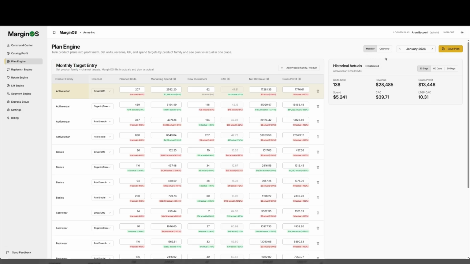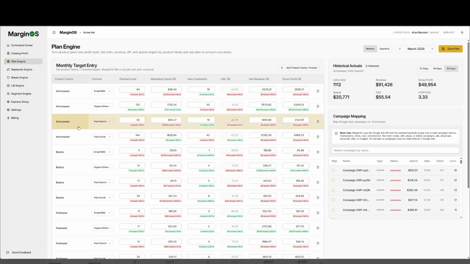MarginOS pulls in actuals and shows plan versus actual right here. You can see line by line where you are ahead, where you are behind, and what that means in dollars. No extra target spreadsheet, no stale slide deck. On the right, you also get a context card with rolling 30, 60, and 90-day actuals. That gives you real history to plan from instead of guessing.